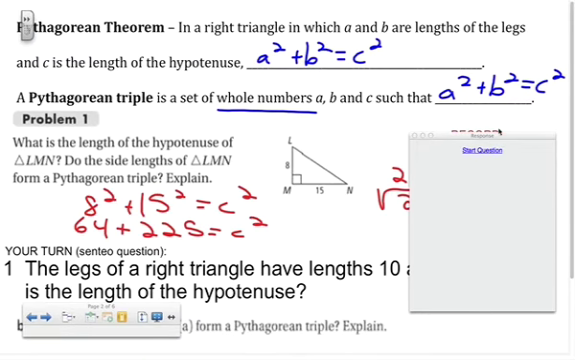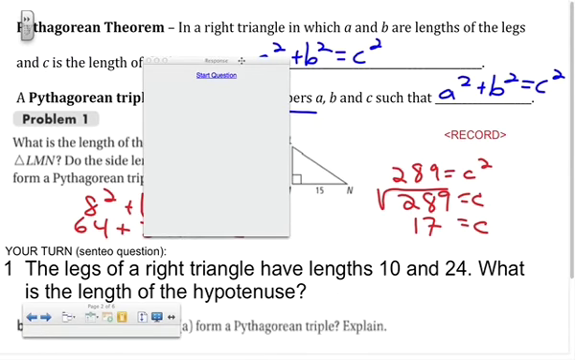Hopefully, you found the answer to be 26. Before I go any further, if you didn't get 26, that's the conversation I want to have. Are we good?